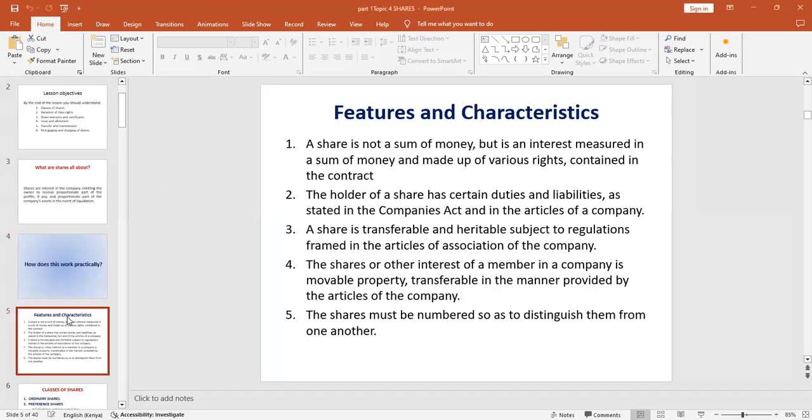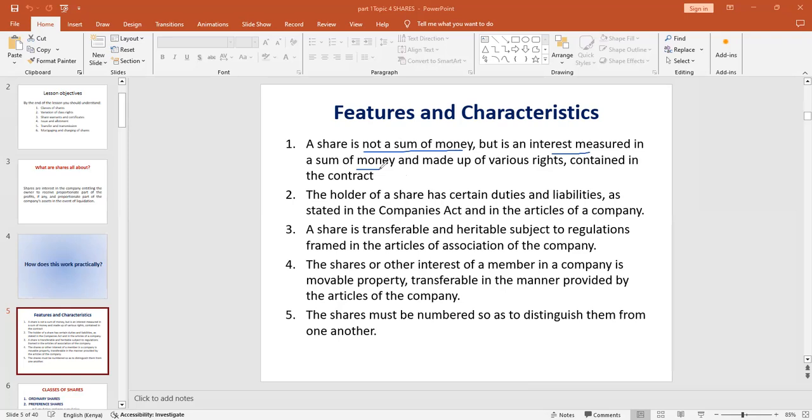So the features and characteristics of shares, let's talk about that. What makes shares whatever it is that they are? What are their features? Number one, the first thing I need you to understand is that shares is not money. Get that? Shares is not money. Shares is simply an interest, okay? An interest measured in terms of money.